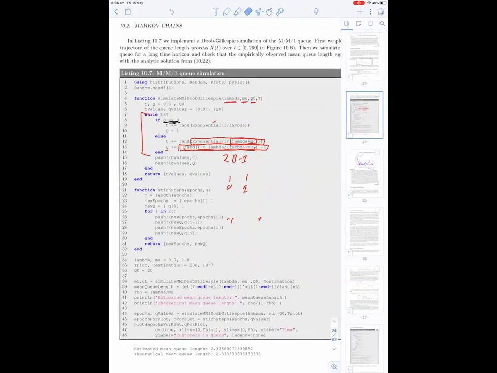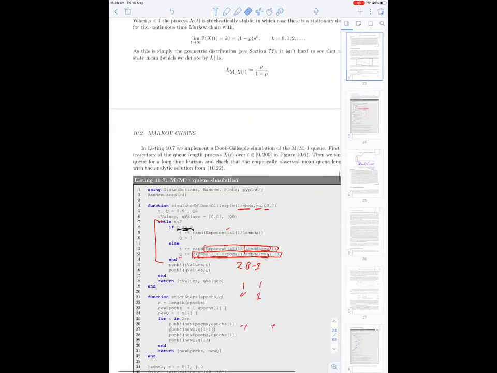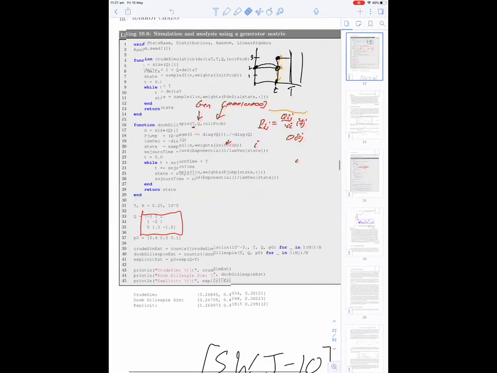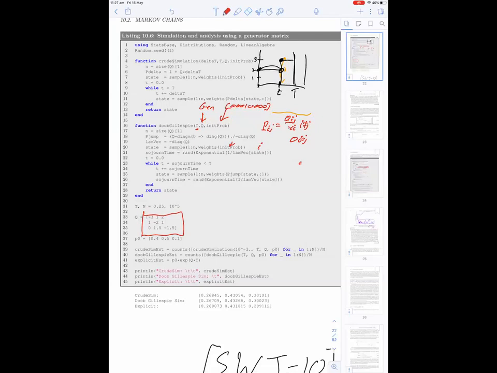Okay, so now this Doob-Gillespie is also slightly different, and keep that in mind for your homework assignment, which doesn't deal with MM1Q, but a similar type of thing. The Doob-Gillespie we had in the previous example just returned the state, just returned one value at time t. Okay.